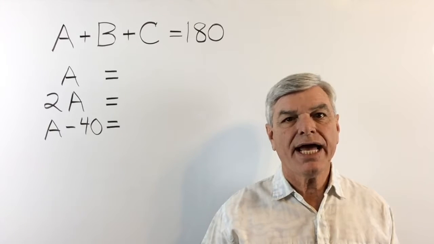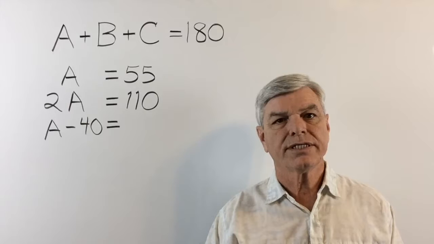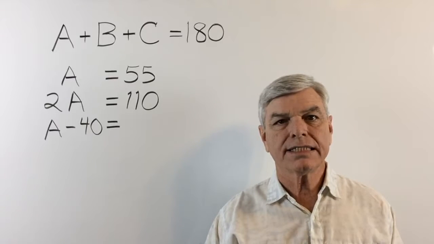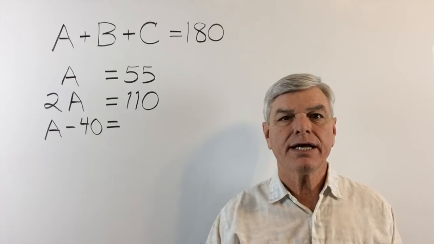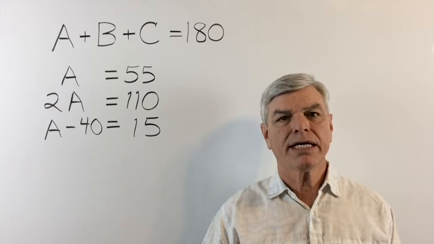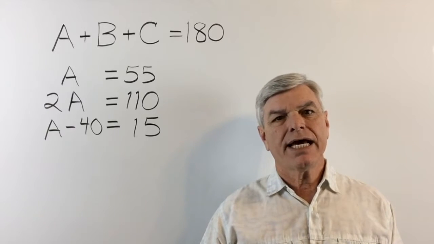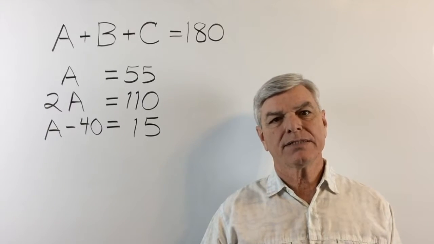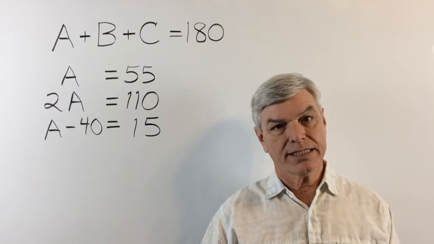Okay, we solved for A, and A was 55. B was 2A, which is 110. And the third angle is C, which is A minus 40. Let's see, 55 minus 40, 15 degrees. And that is a pretty sharp angle. That's a pretty small angle. But let's see if all 3 of these angles add up to 180 degrees, because they have to. If it's a triangle, they all have to add up to be 180 degrees.